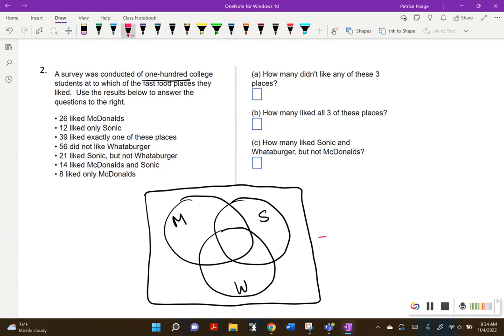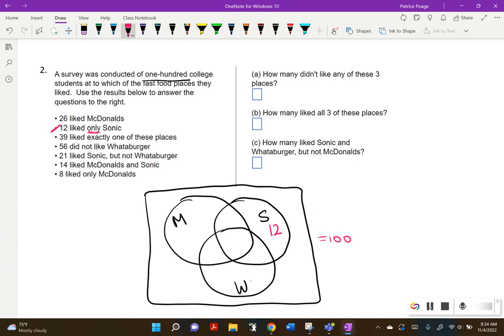I know this whole thing equals 100. 26 liked McDonald's. That's a whole circle. I can't do that yet. 12 liked only Sonic. I can do that one right there. 39 liked exactly one of these places. So that'd be 12 and that number. Can't do it. 56 did not like Whataburger. So that means cover up Whataburger. And the remaining ones would be adding up to that.